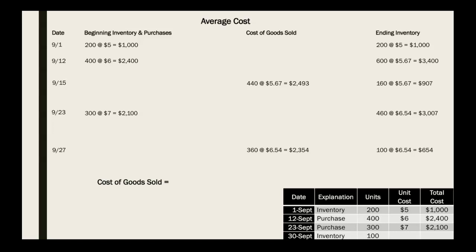So now we can calculate our cost of goods sold. We're looking in just our cost of goods sold column right now. And we take the total amounts. So we take the 2,493 and we add in the 2,354. So your cost of goods sold equals 4,847.